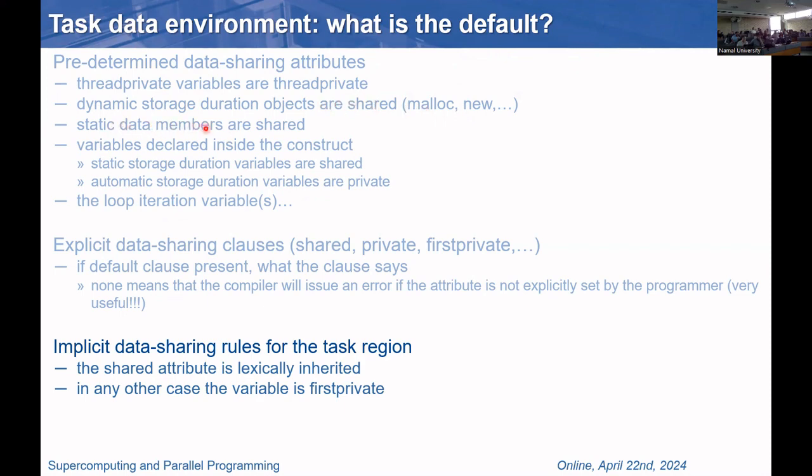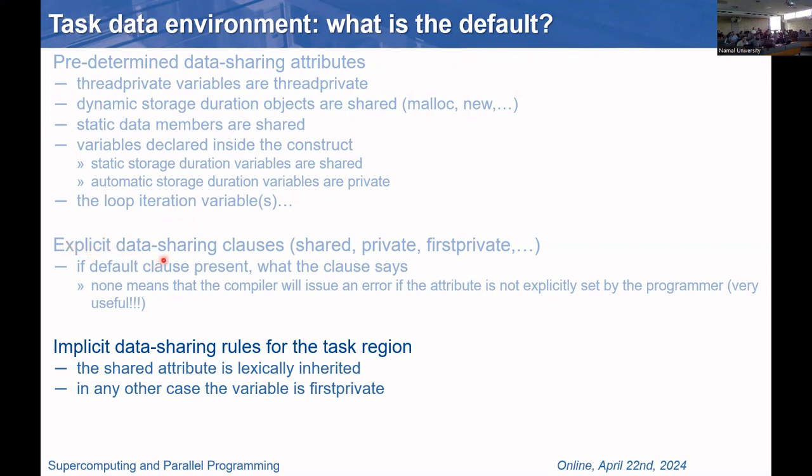Static data members in an object in C++ are shared. Variables declared inside the construct: if they have static storage, they will be shared. If they have automatic storage, they will be private. And the loop iteration variables are privatized as usual.